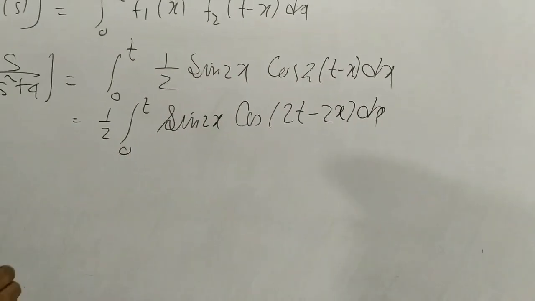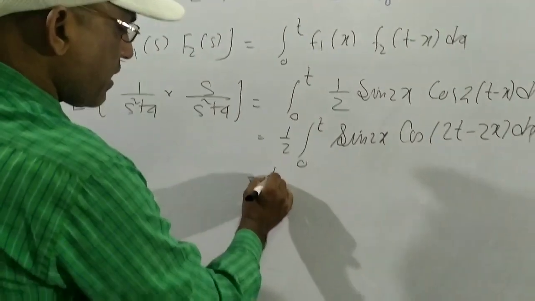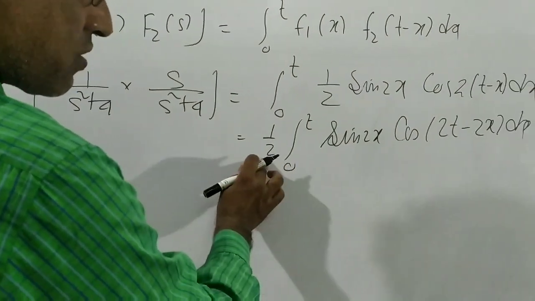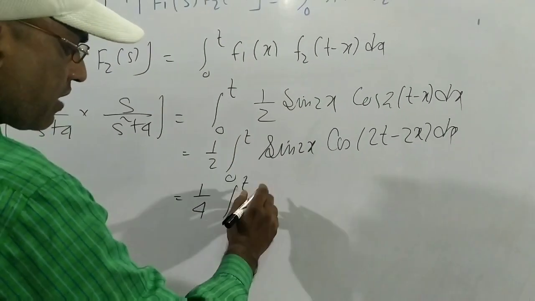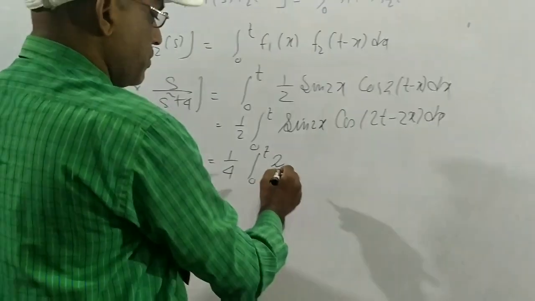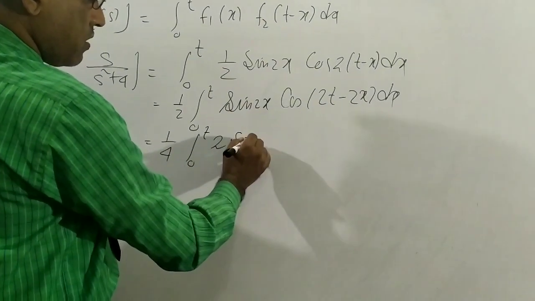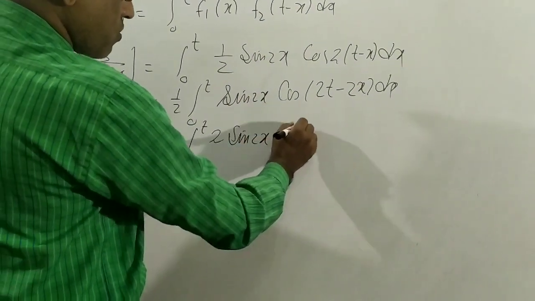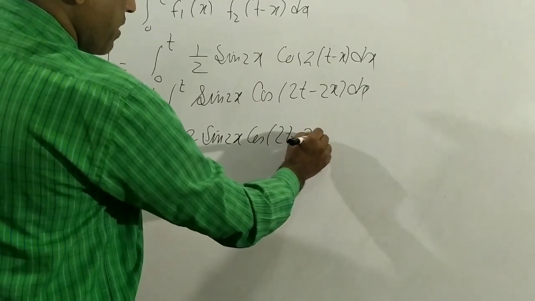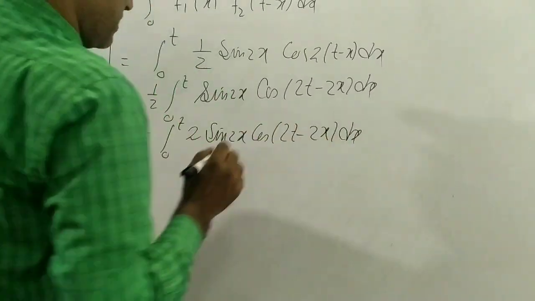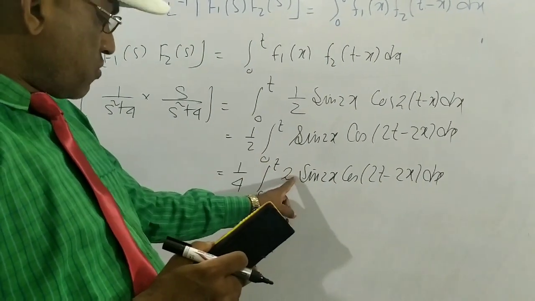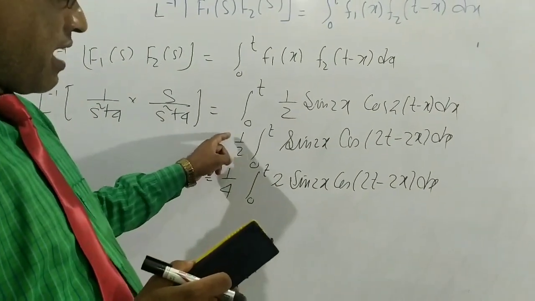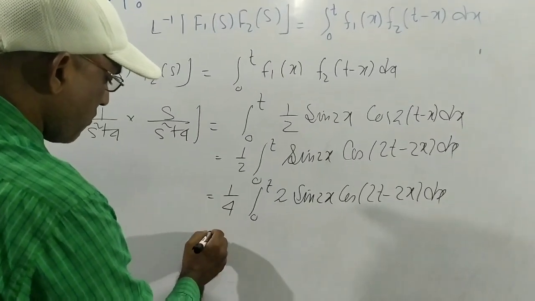We get this one. Now we write 1 by 4, 0 to t, and here we multiply by 2: sine twice x cos (2t minus twice x) dx. Just we write 1 by 4, and this 2 and this one cancel, ultimately we get half. But we know this formula.